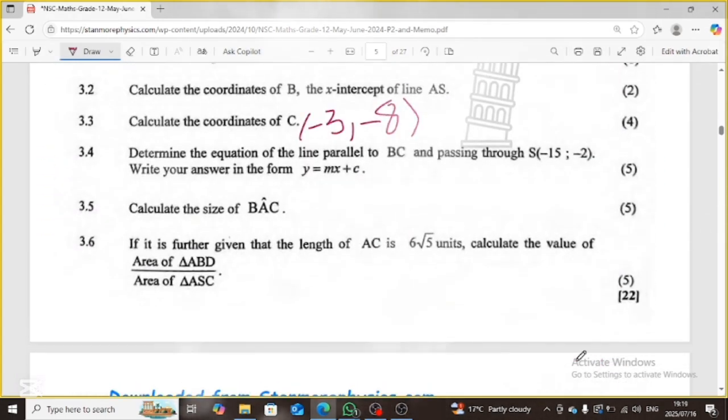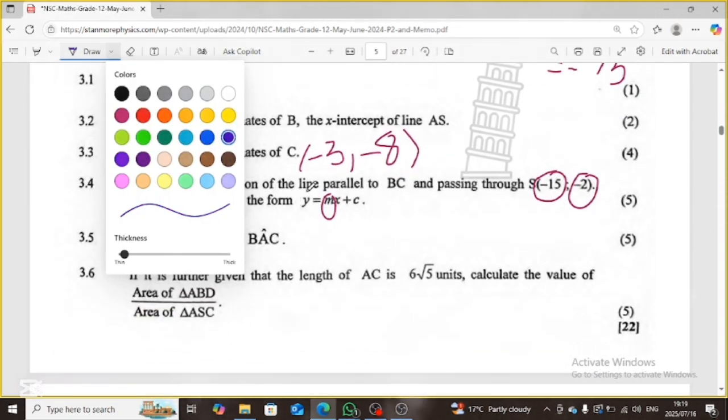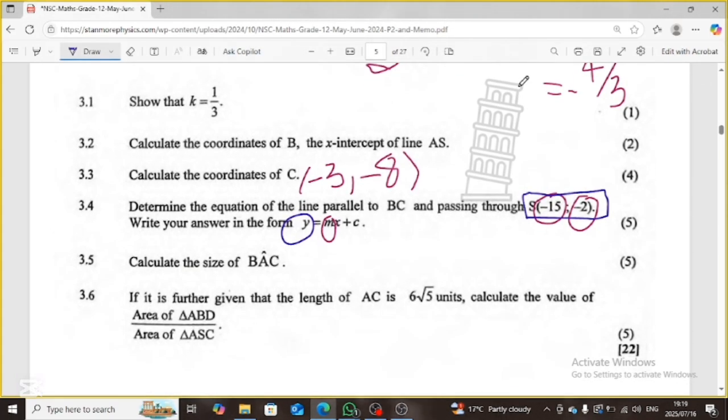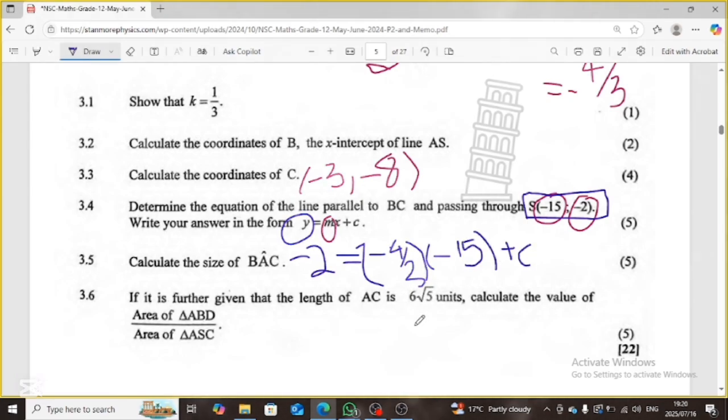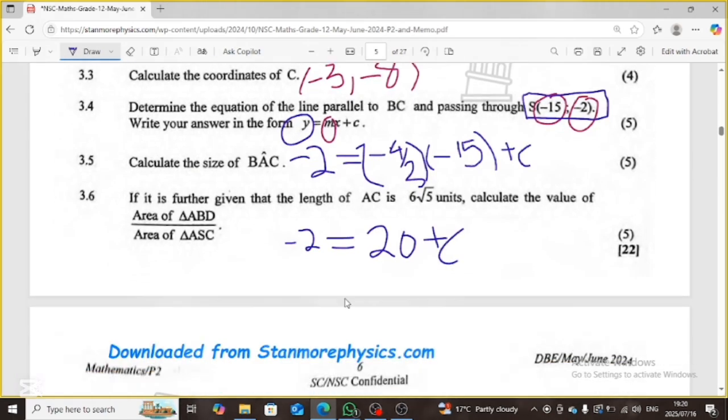Now, since we are given the point S with the x-coordinate -15 and y-coordinate -2, and we also determined the gradient of the line to be equal to -4/3, we can use the equation of the straight line y = mx + c, giving us -2 = (-4/3)(-15) + c. Negative 4/3 times negative 15 will then give us 20. This implies -2 = 20 + c. Therefore, c equals -22.